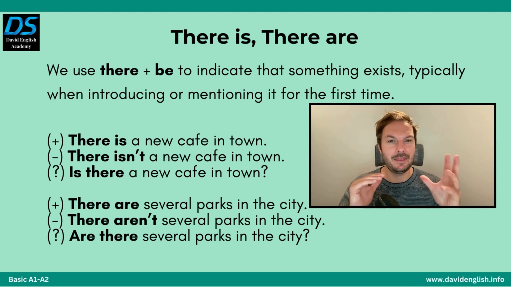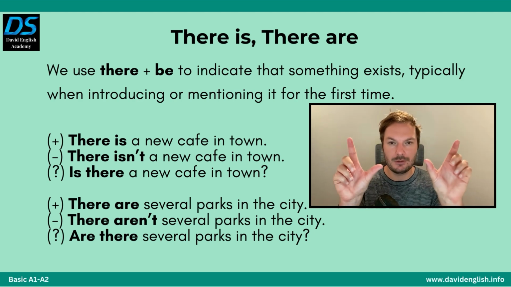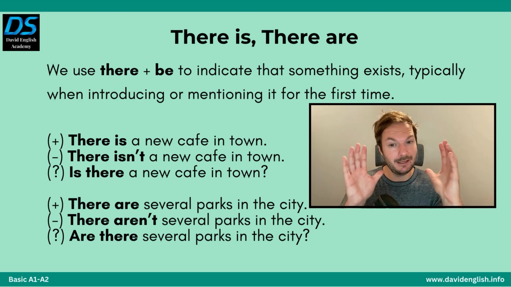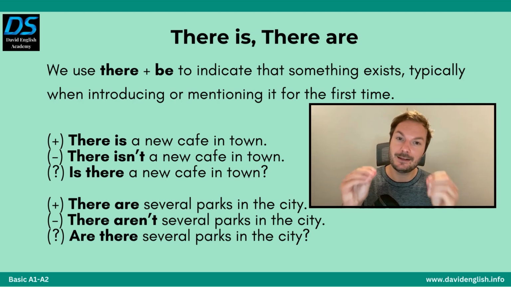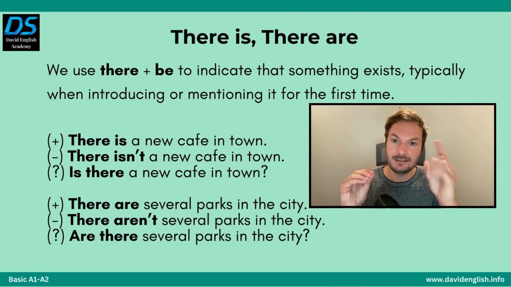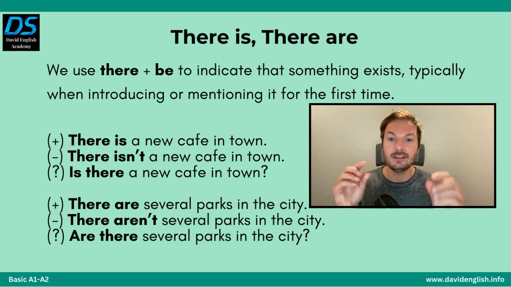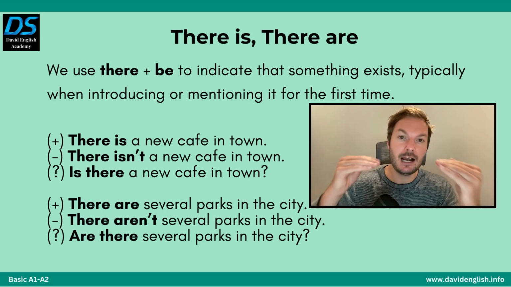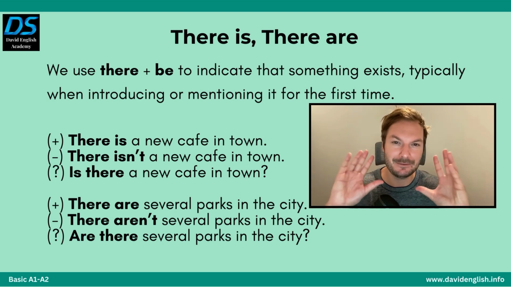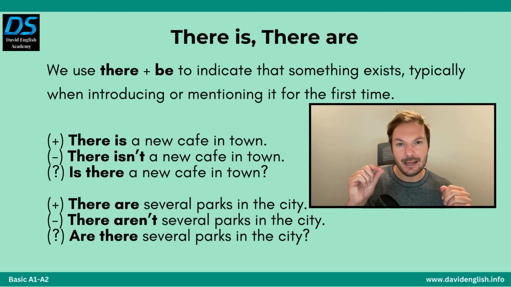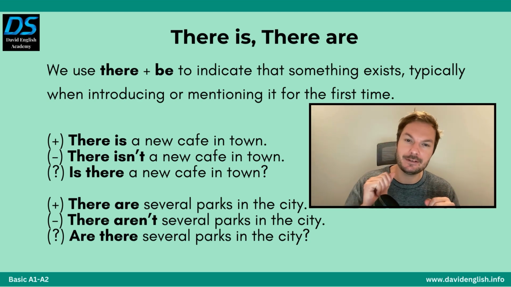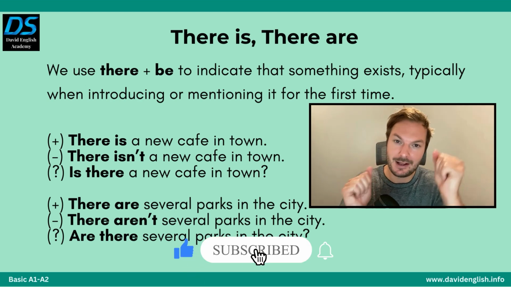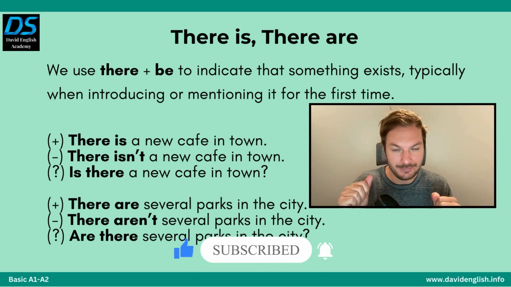There is and there are. We're going to be going over both of them, and we use there plus the verb be to indicate that something exists. Typically when introducing or mentioning it for the first time. So you're kind of pointing out information. You're like, hey, look over there. There's a bird in the sky. Look over there. There's a cafe. Let's go to the cafe and drink a coffee there.